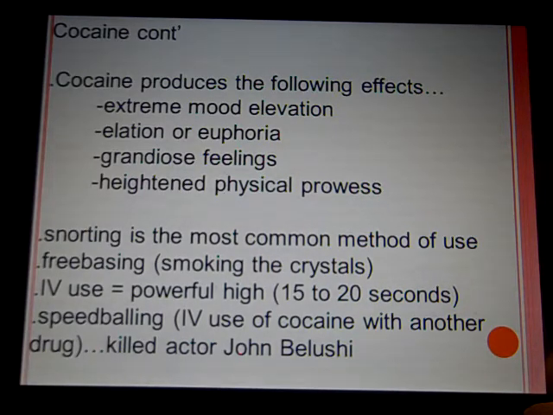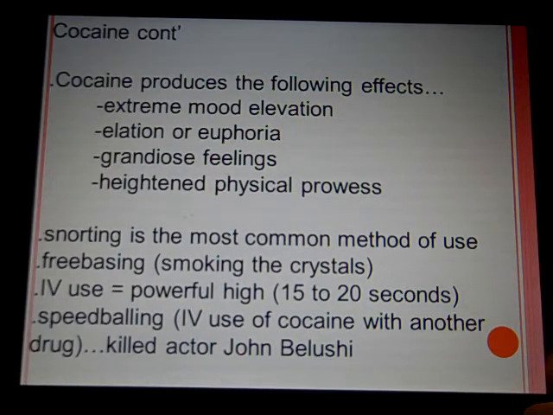Grandiose means large, out of proportion with reality. Heightened physical prowess. They feel like they can lift cars, jump from buildings. So you can see how this can be very dangerous. Snorting is the most common method of use. Freebasing, which is smoking the crystals of cocaine, is another popular way. IV use, intravenous use, that's injecting it straight into your bloodstream, can produce a very powerful high and very quickly. 15 to 20 seconds is all it takes.